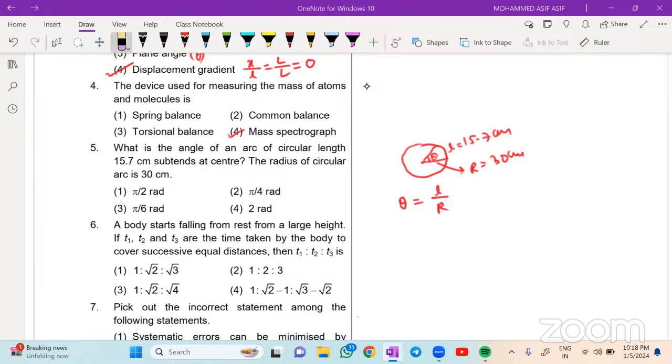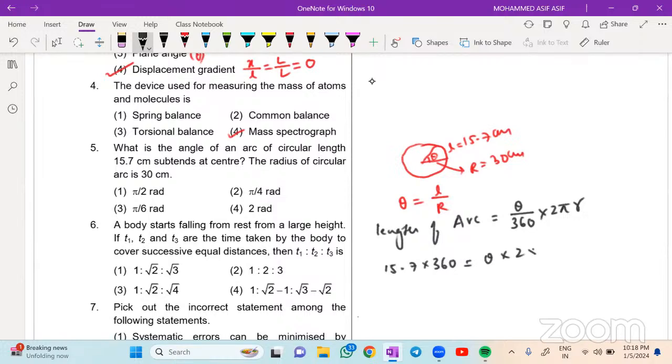Just take care of the calculation, that's it. Can you please explain once again? I'm not getting the answer. See, theta is equal to L by R. So what will be the length of the arc? I'm writing here. Length of the arc will be equal to theta divided by 360 degrees into its circumference 2 pi r. The length of the arc is given as 15.7, so 15.7 into 360 equals theta into 2 into pi, which is 3.14, into the radius, which is 30 centimeters.